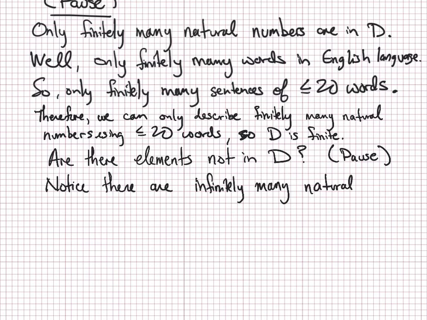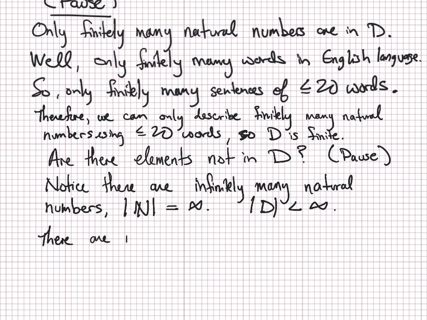So there are infinitely many elements of the set N. So there are infinitely many natural numbers. So the way that I could write this is usually the cardinality of N is infinite. And the cardinality of D, we said, is finite. We have no idea what it is, because we have to describe all the numbers that can be described in less than 20 words, but we know that it's finite. And this is a kind of obvious but incredibly important fact.